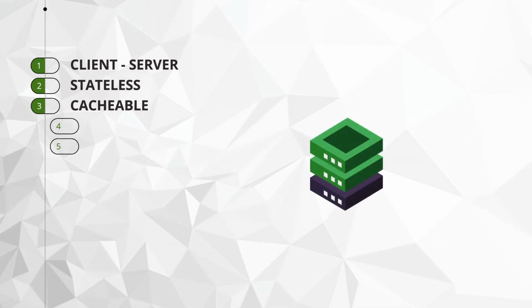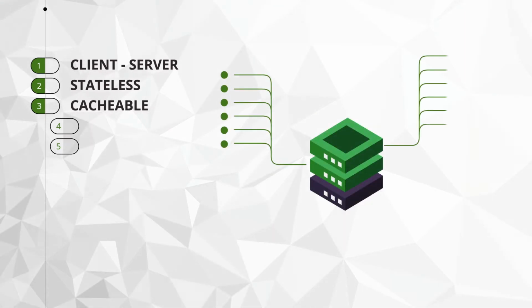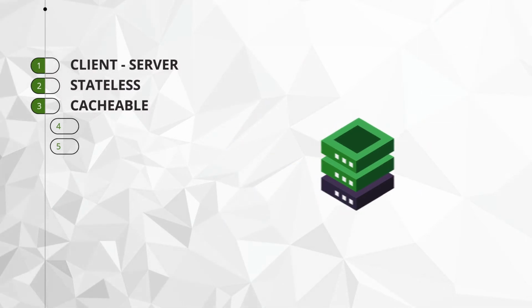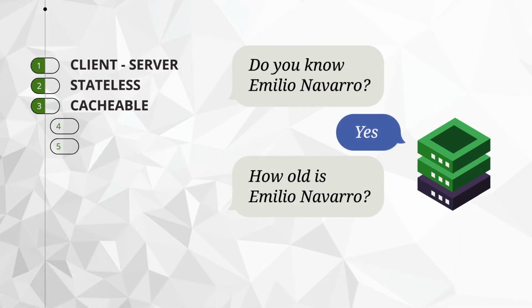Next, caching. Because a REST API must be stateless, the number of requests may increase. To solve this, we use caching. If we go back to the previous conversation example, the second question could be answered by the cache because it would already have the information about Emilio Navarro. So, caching leads to performance gains.